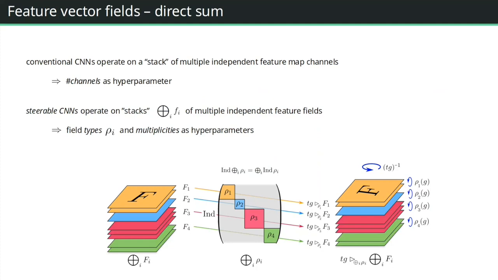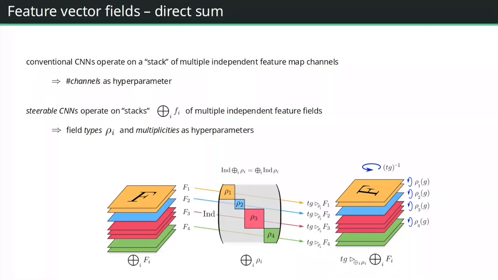Okay, so if you have a conventional convolutional network, you don't only consider one feature map, but you have multiple feature maps stacked on top of each other. And the hyperparameter you have there is that in each layer, if you implement a neural network, you have to choose how many channels you want to have. And in the same way, we also operate on stacks of different feature fields, and we need to choose which feature fields we have and with which multiplicity they occur. So we could have in our hidden layer something like 10 scalar fields, 20 vector fields, 30 tensor fields, and you have to choose that as a user.